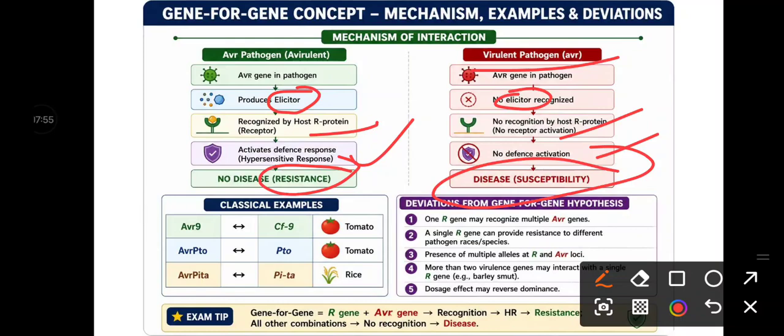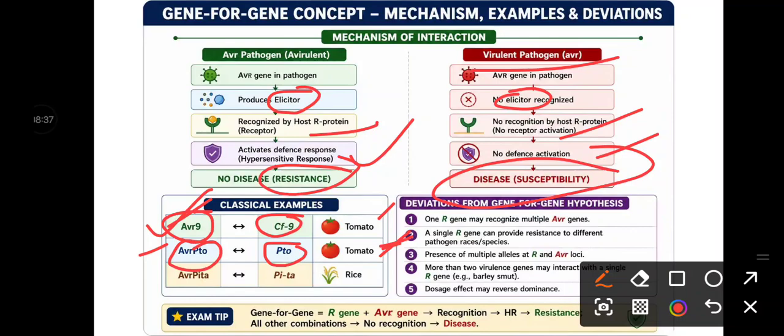So the classical examples of the gene for gene hypothesis. AVR9 and Cf-9, this is for Cladosporium fulvum, the fungal pathogen of tomato. This is the AVR gene and this is the R gene. Then for tomato, AVR Pto, this is the avirulence gene, and the Pto gene is the R gene in case of tomato. This is also a bacterial pathogen of tomato, Pseudomonas syringae pv. tomato, something like that actually.